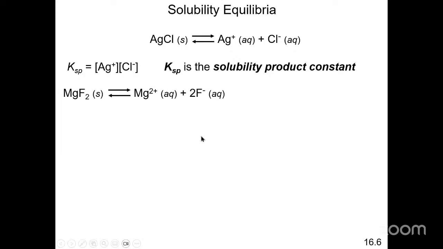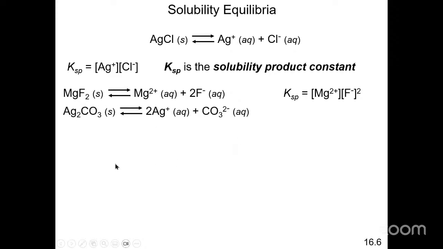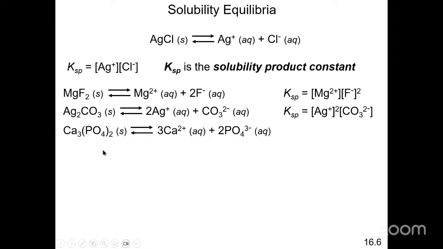Here's another example. Magnesium fluoride dissociates to form magnesium and fluoride. And in this case, the Ksp would be equal to the concentration of magnesium ions times the concentration of fluoride ions squared. Here's another example, silver carbonate. It dissociates to form silver and carbonate ions, and this would be the Ksp expression, all right? Here's another example, calcium phosphate dissociates to form calcium and phosphate ions, and that would be the Ksp expression, okay?